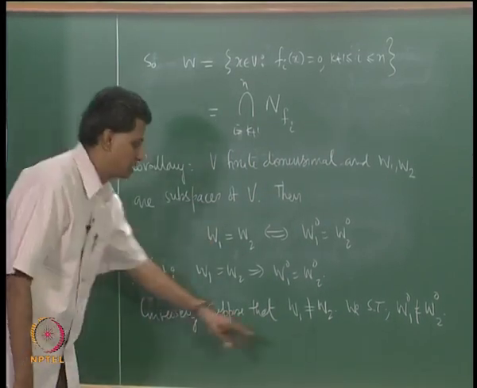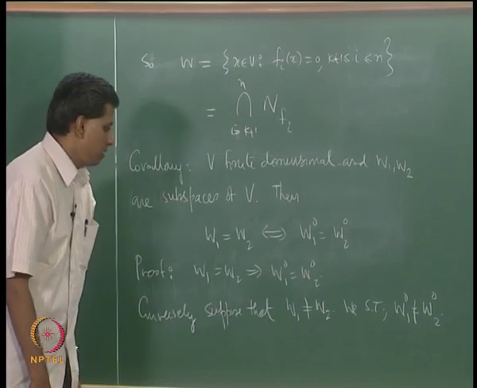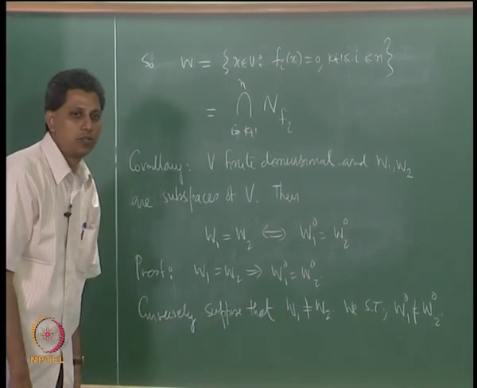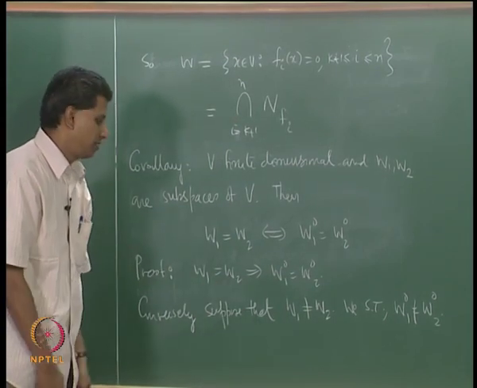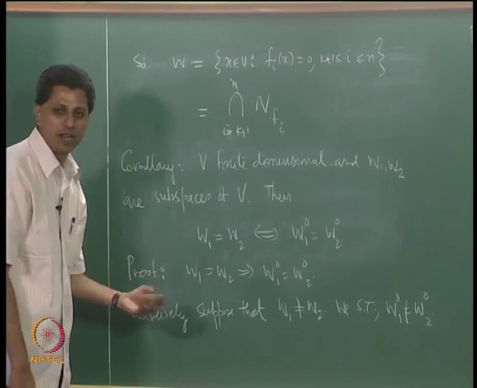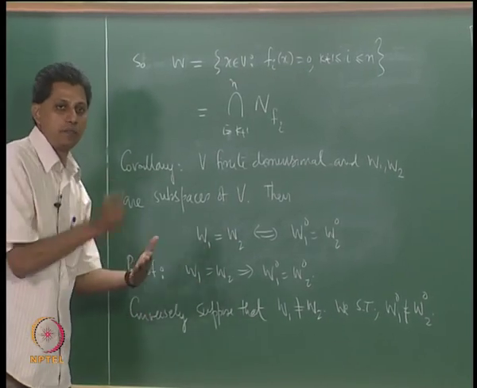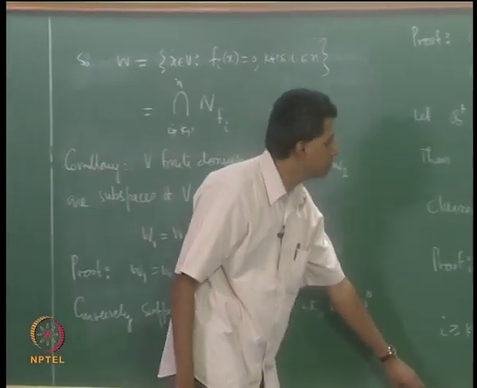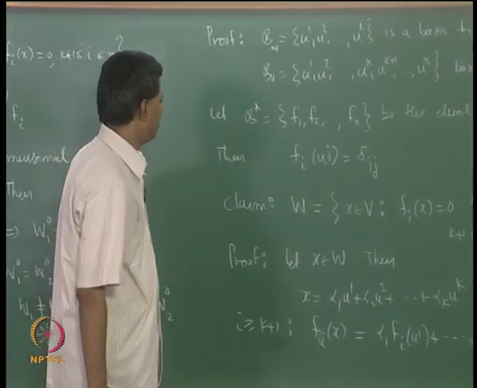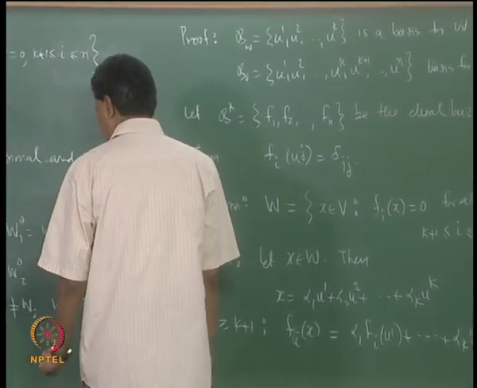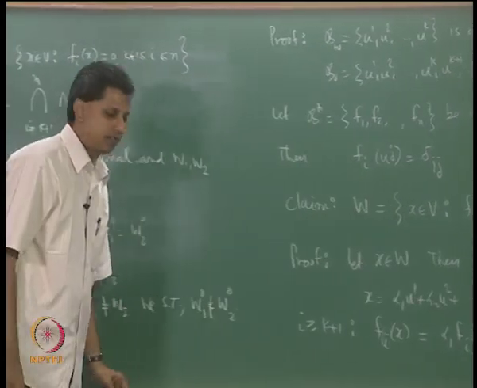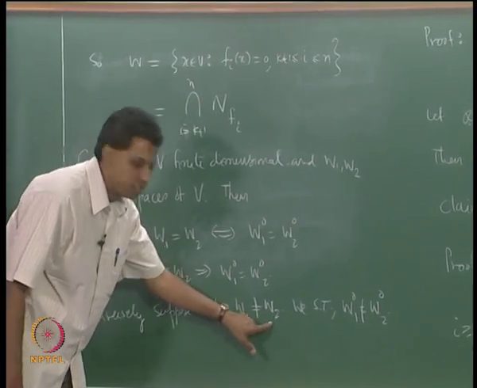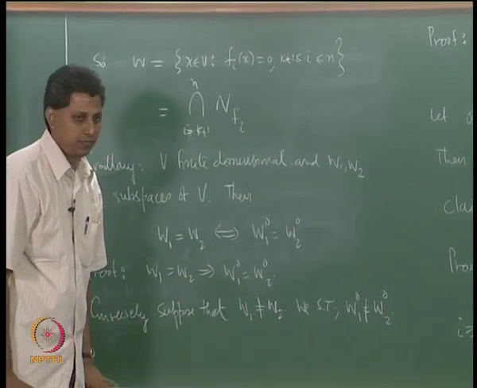Okay. So let us prove this. Now W1 is not equal to W2, they are subspaces. So as sets they are not equal, so at least one of them is not contained in the other. For the sake of using this notation, let me assume that W2 is not contained in W1. Okay.